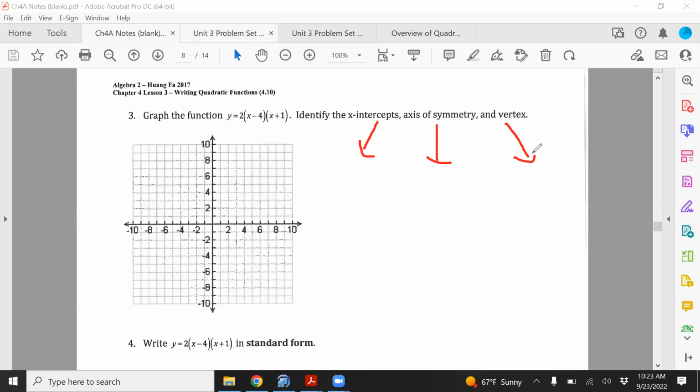All right, guys, when you graph, Bill, can you put your phone away, please? Thanks.